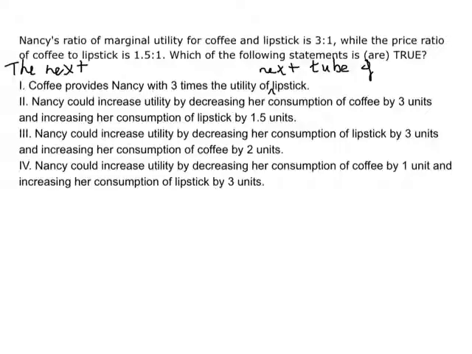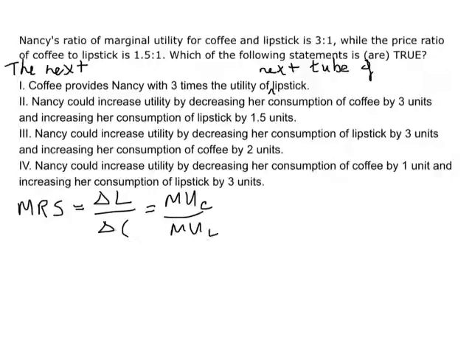And let's think about what we know here. This is another question about optimality. We know the marginal rate of substitution of delta L. How many units of lipstick is she willing to give up for one? Oh, that's not supposed to be an M. That's supposed to be a C for coffee. And we know that's equal to the marginal utility of coffee divided by the marginal utility of lipstick, and that is given as 3.